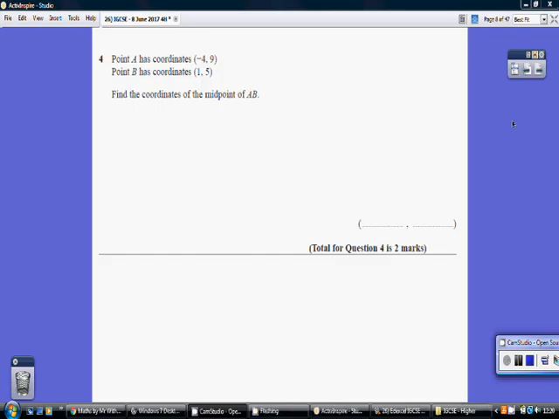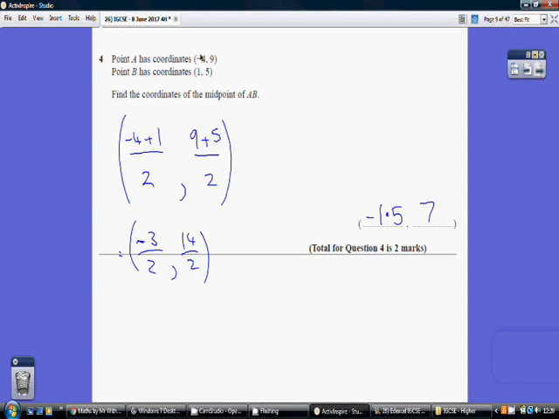Question 4. Now to find the coordinates of a midpoint, you need to average the x coordinates and average the y coordinates. So we need to average the minus 4 and the 1, and we need to average the 9 and the 5. So how do we find the average? Well, we add them together and divide by 2.